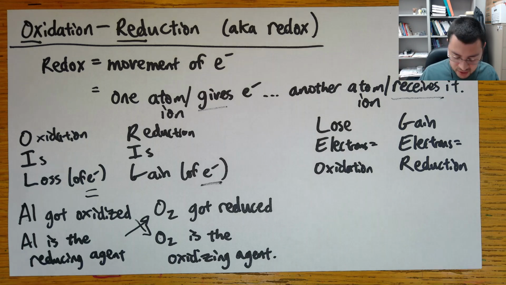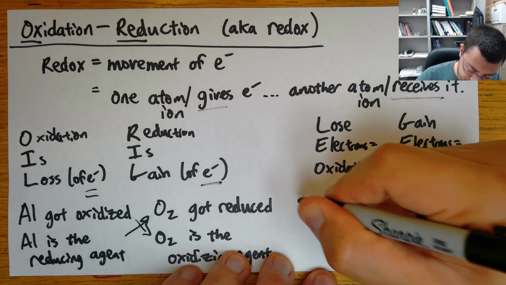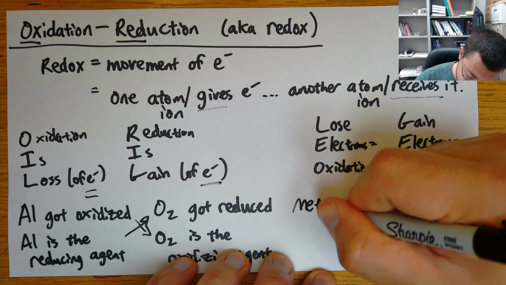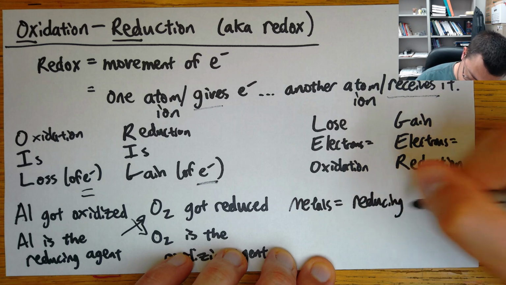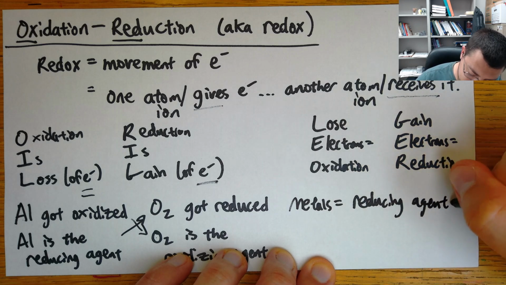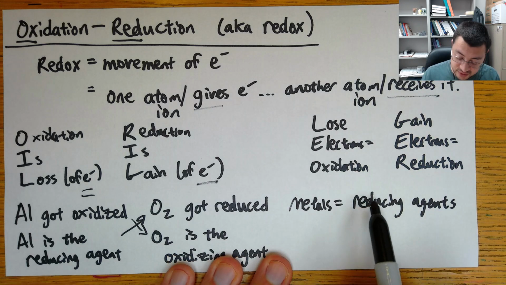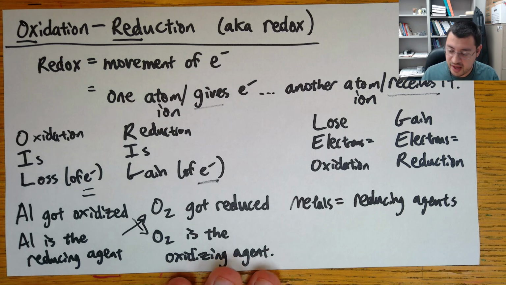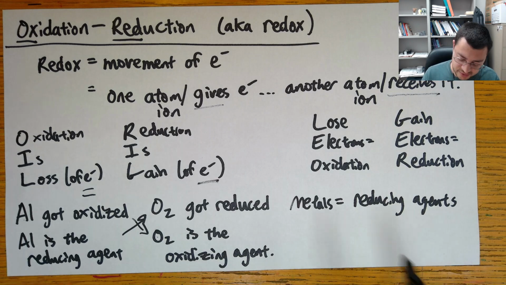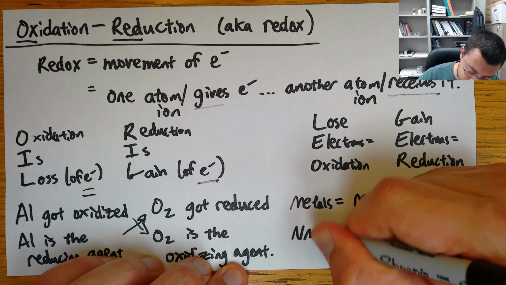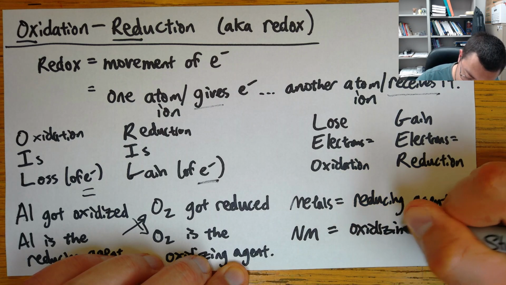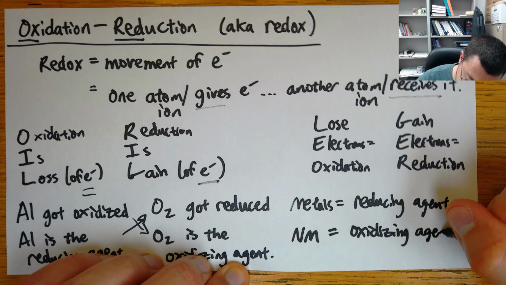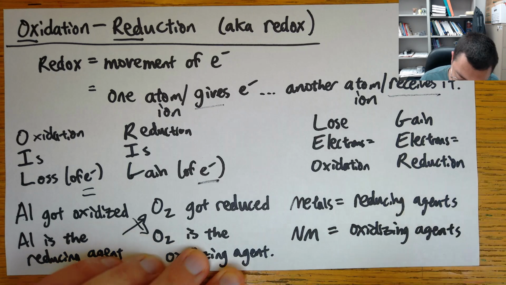Parting note, here's a nice little tip. Metals are usually your reducing agents. They like to give away electrons. They become cations in the process. And nonmetals are often your oxidizing agents because they can steal those electrons and become negative in the process.